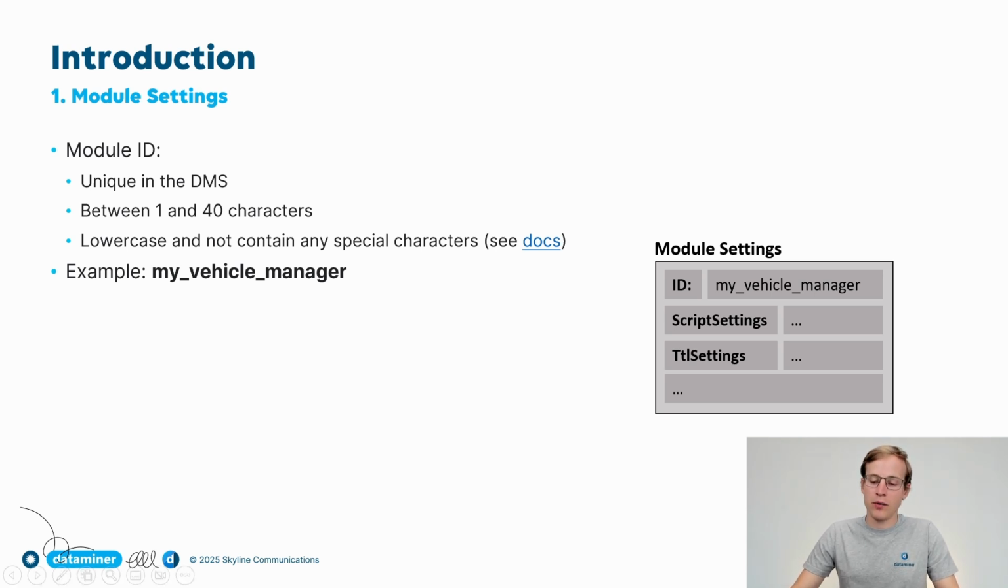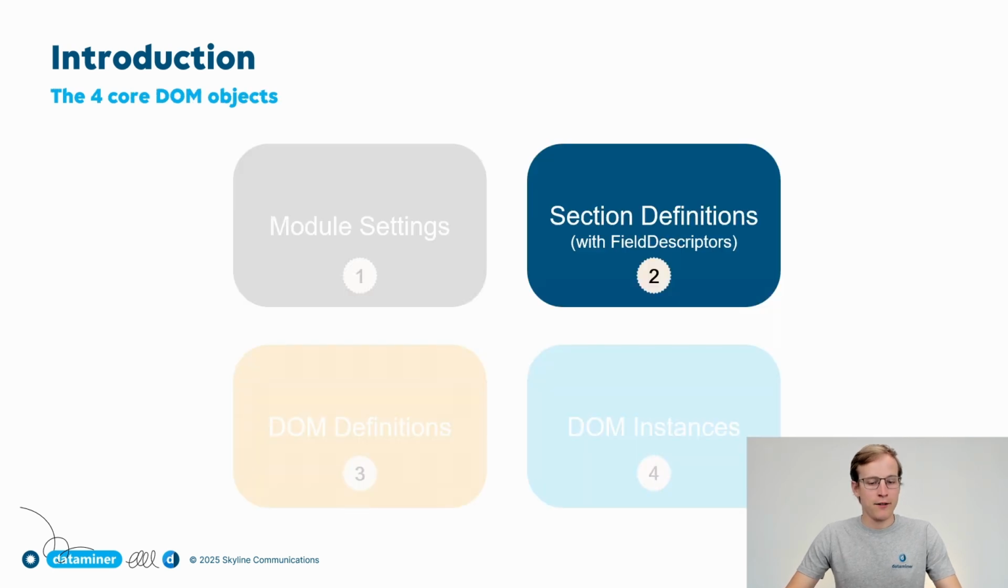You can, for example, see here a module settings object with the ID my_vehicle_manager. That identifies that we will create a collection of DOM models that are relevant to vehicles. We want to create a vehicle manager. So that's it for the first one. It's simply put a grouping of our models. So that's the first thing that you need to create.